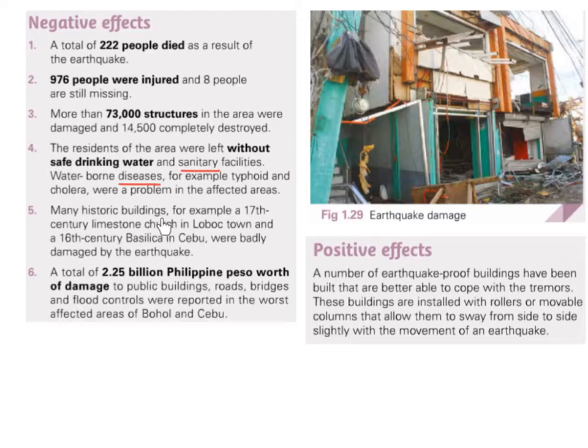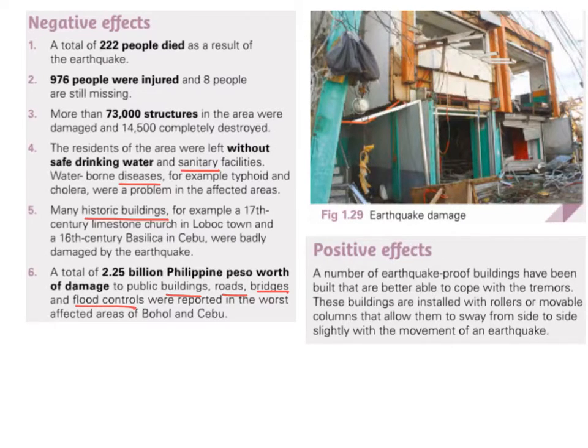Many historic buildings, for example, a 17th century limestone church in Lubbock town and a 16th century basilica in Cebu, were badly damaged by the earthquake. A total of 2.5 billion Philippine peso worth of damage to public buildings, roads, bridges, and flood controls were reported in the worst affected areas of Bohol and Cebu. So this is a photograph showing some of the earthquake damage.